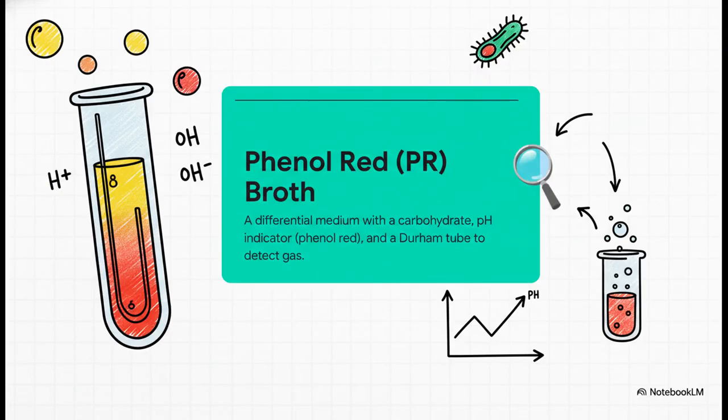The PR broth is our next interrogation tool. Inside this nutrient broth, you've got 3 key things: a specific sugar we want to test, a pH indicator called phenol red, and this clever little inverted vial called a Durham tube, which is perfectly designed to trap any gas bubbles the bacteria might make.